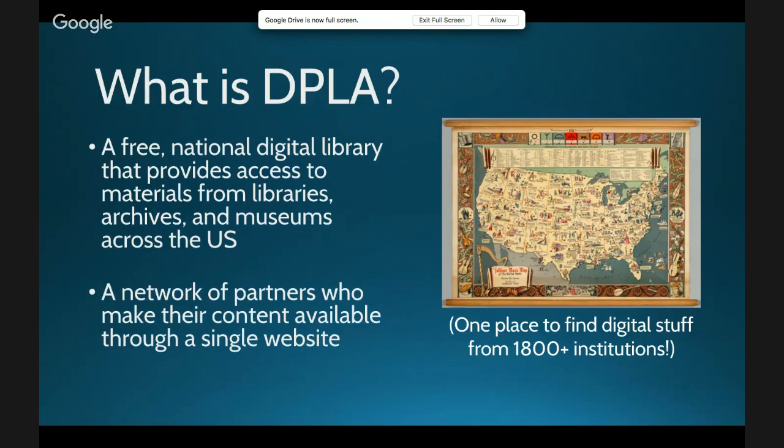So another way to think about what DPLA is, is to think of it as a network of partners who make their content available through a single website. I'm going to talk a little bit more about what that means in a second. Or if you, like me, like a very simple definition, I, in my own brain, think of the DPLA as one place to find digital stuff from more than 1,800 institutions.